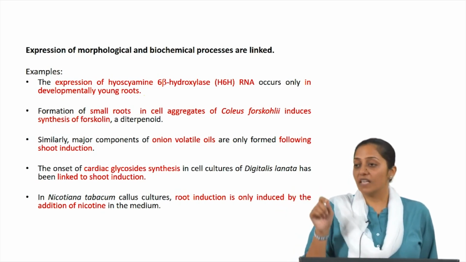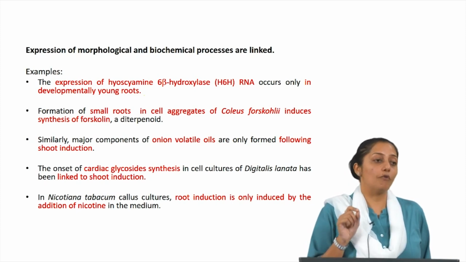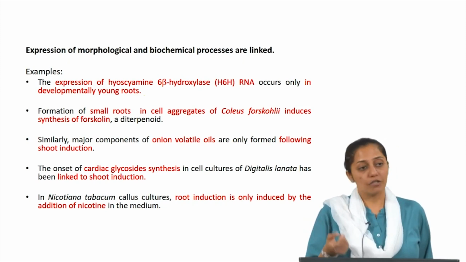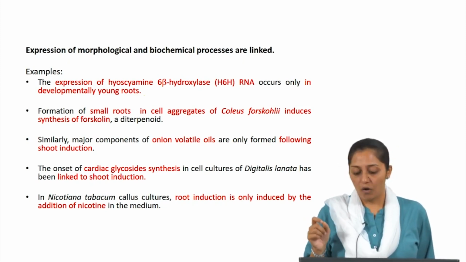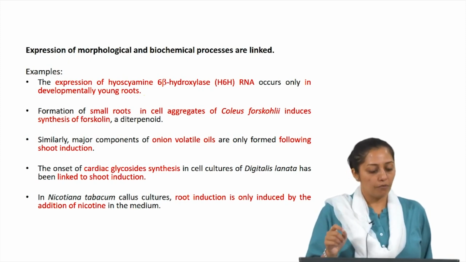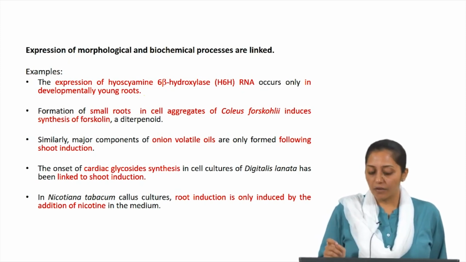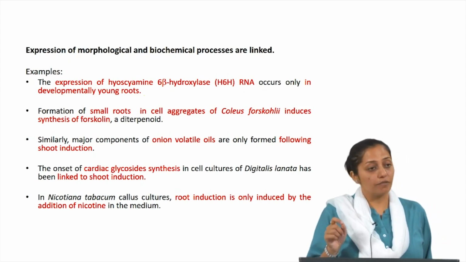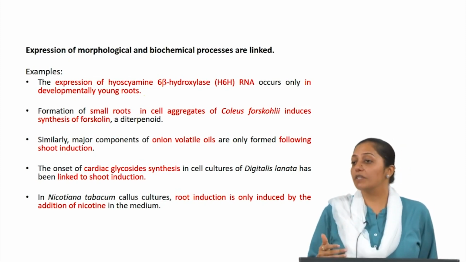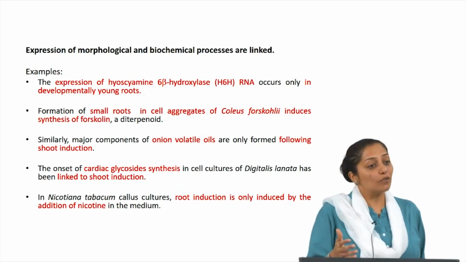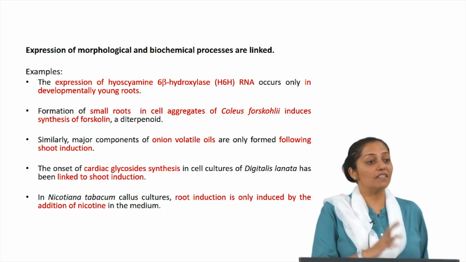Formation of small roots in cell aggregates of Coleus species induces synthesis of forskolin, a diterpenoid which is of commercial value. Similarly, major components of onion volatile oils are only formed following shoot induction. The onset of cardiac glycoside synthesis in cell cultures of Digitalis has been linked to shoot induction. So, these are some of the examples which demonstrate that organogenesis might get linked with secondary metabolism.